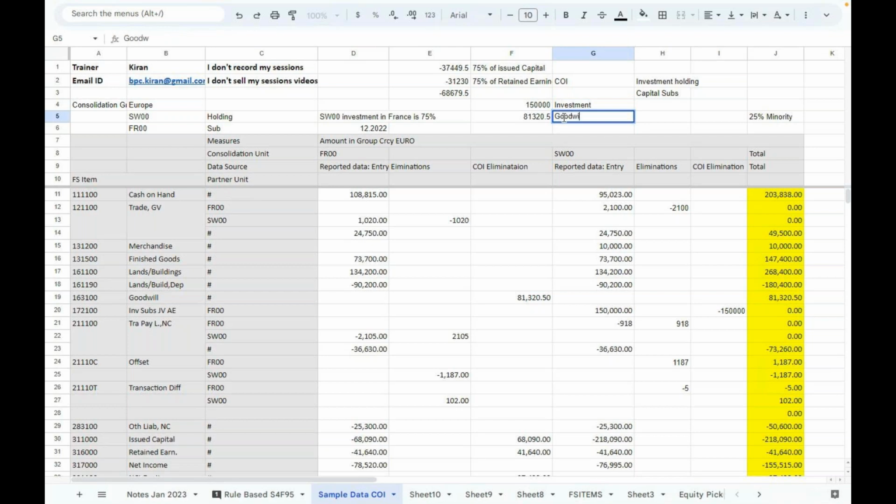Goodwill is the investment minus 75% of common stock. So this is all about group reporting. This is what we are going to perform for consolidation. I explained only first consolidation.